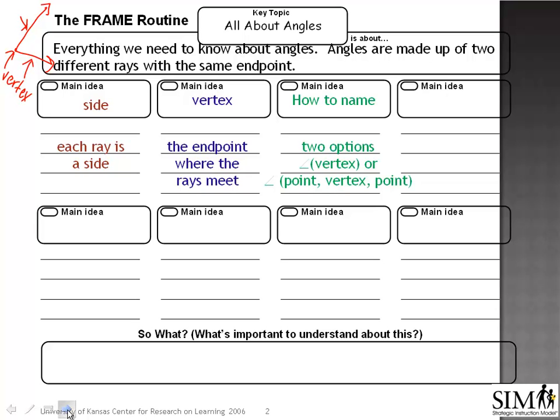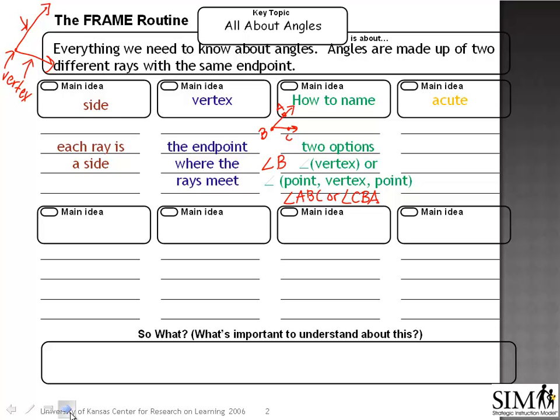We can use the angle sign with a vertex, or we can use the angle sign and use one point, the vertex, and another point. So if I had an angle that looked like this, here's point A, here's point B, and here's point C. I could either name this angle B, because B is the vertex, or I could name it angle ABC, or I could name it angle CBA. But your vertex has to be in the middle if you're using 3 points, or you can just say the angle sign and your vertex.